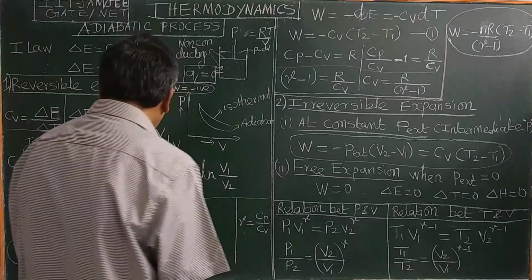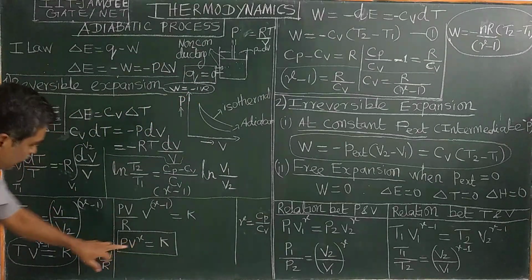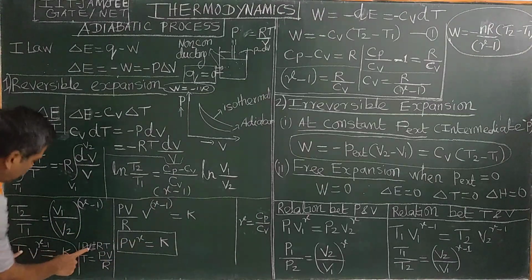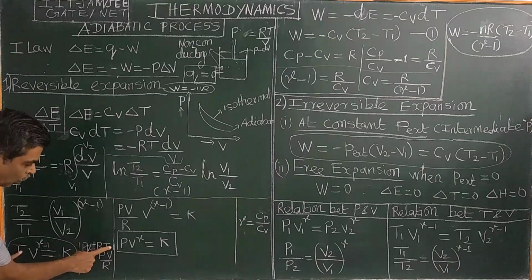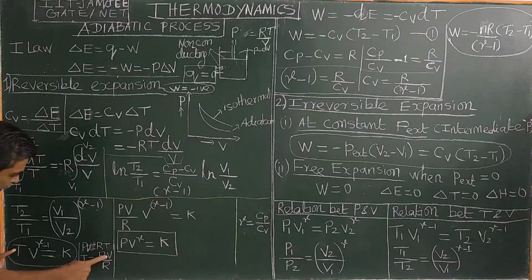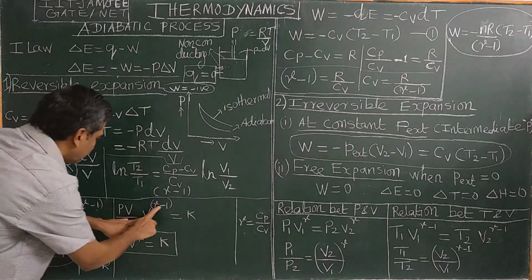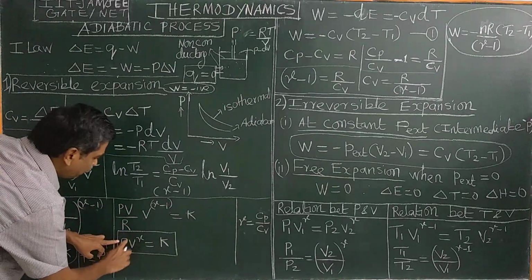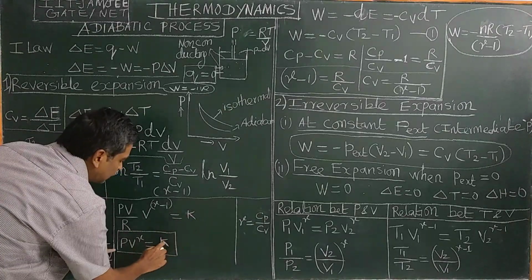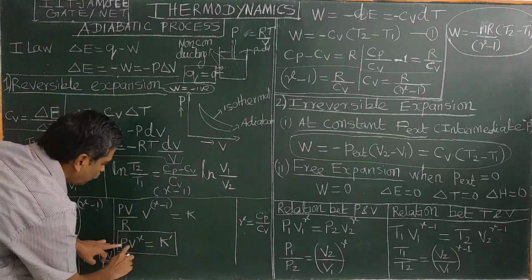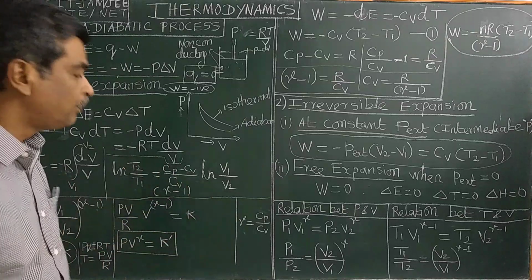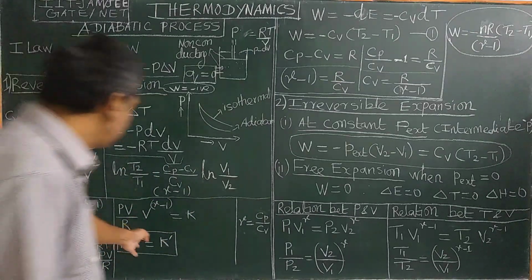Now, next, what is the relation between P and V? PV to the power gamma equals constant. For 1 mole of an ideal gas, PV equals RT, therefore temperature equals PV by R. Substituting PV by R into TV to the power gamma minus 1, we get PV to the power gamma minus 1 plus 1. The R is a constant, so you take it to the other side, and again it is another constant. Therefore PV to the power gamma equals constant. Several problems may be asked using this formula.